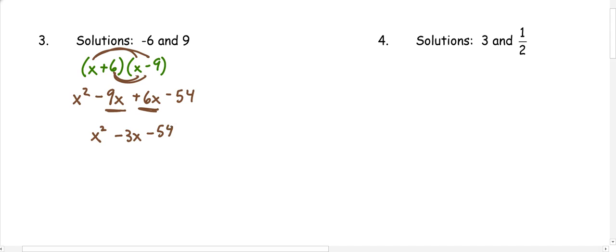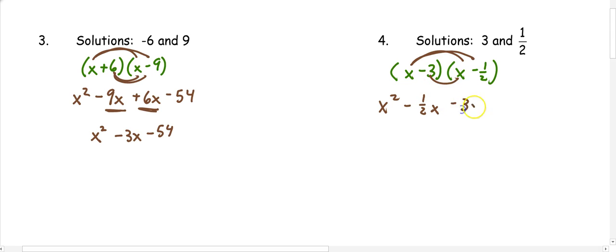The last one has a fraction, so we're still going to do it the same way, and then at the end, we're going to worry about getting rid of the fraction. Because they're both positives, I'm going to make them negative, so x minus 3 and x minus 1/2. So we're going to distribute. x times x is x squared, x times negative 1/2 is negative 1/2 x, negative 3 times x is negative 3x, and negative 3 times negative 1/2 is plus 3 over 2.